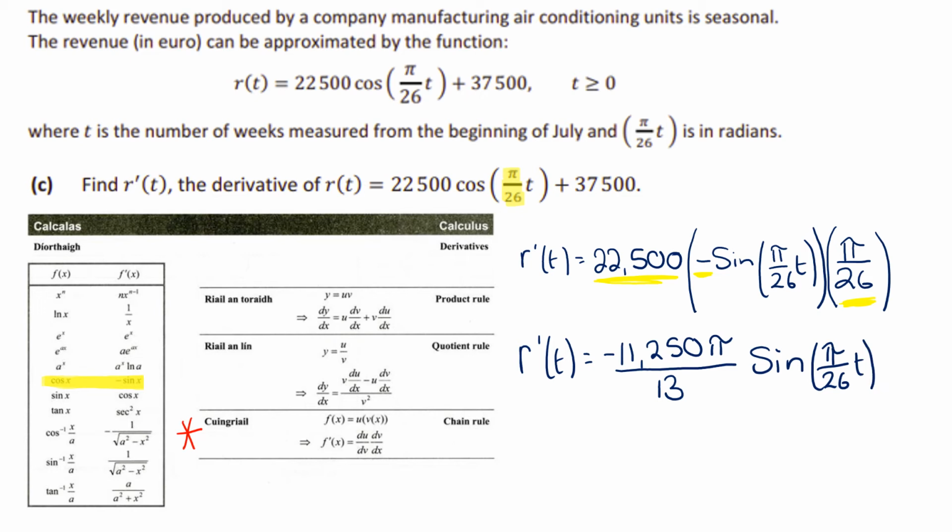That whole thing is its own piece and it can't be affected. So just be really careful not to try and multiply the pi over 26t by the pi over 26 or anything silly like that. When we have sine of an angle, that is sine of the angle and that's closed. If you want to multiply that by anything, it ends up as a coefficient in front. It cannot affect the angle.